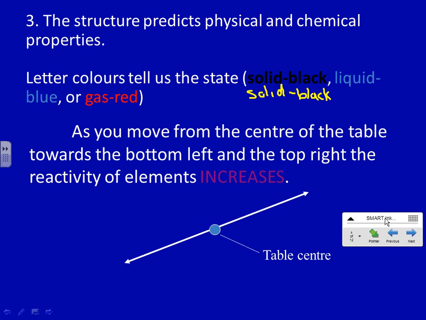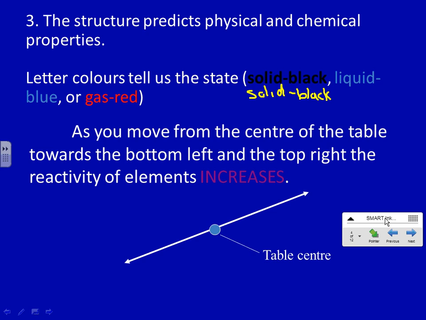All right? As you move from the center of the table towards the bottom left and the top right, the reactivity of the elements increases. So in the middle, we've got some very non-reactive things. Silver, gold. Gold is very non-reactive. Silver is slightly more reactive. If you have silver jewelry, it can tarnish. It can get a kind of gray coating on it, and that needs to be cleaned off. But gold doesn't tarnish. It does not react with oxygen.